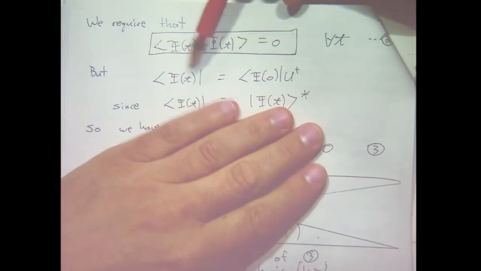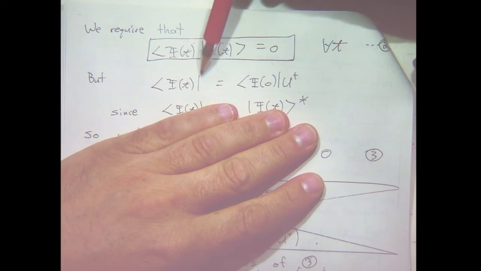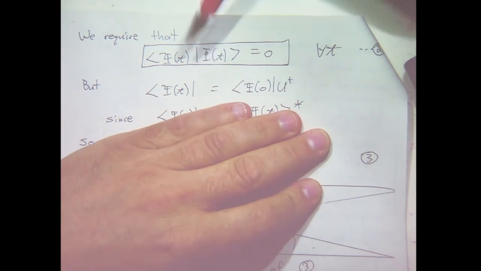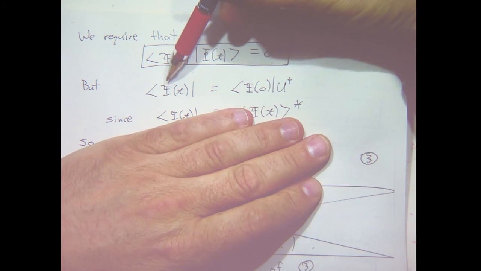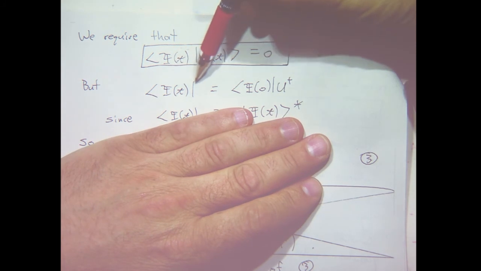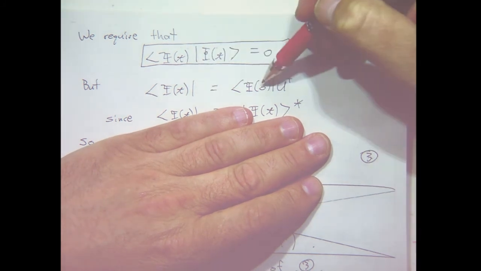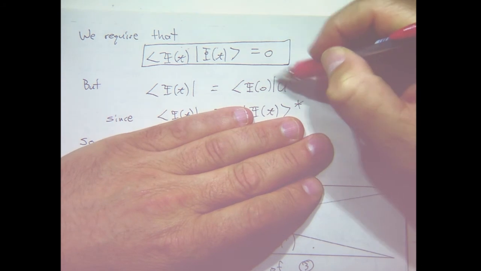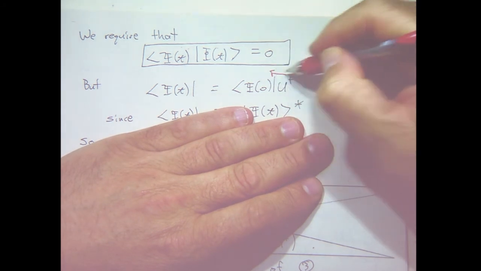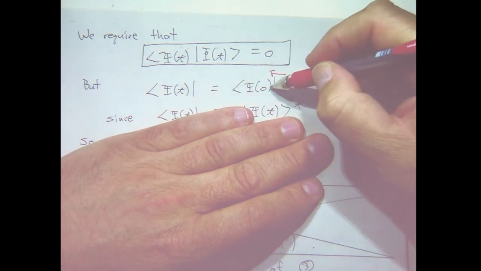Now, using the rule that I said before, we call this a bra. The bra psi of t is the bra psi of zero with U dagger acting towards the left. This is U dagger acting to the left.